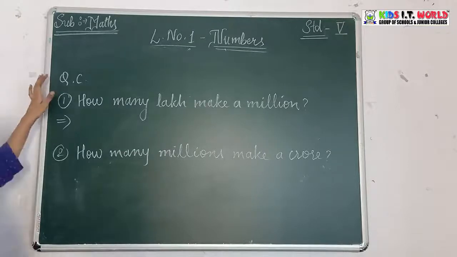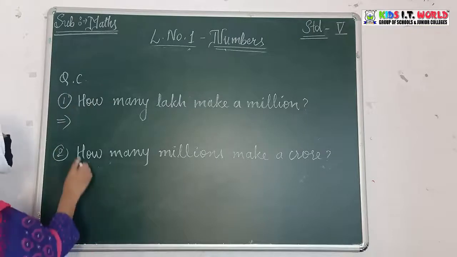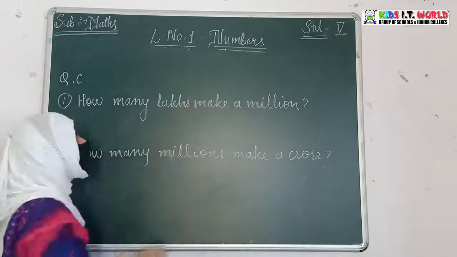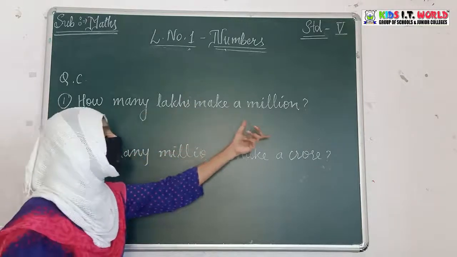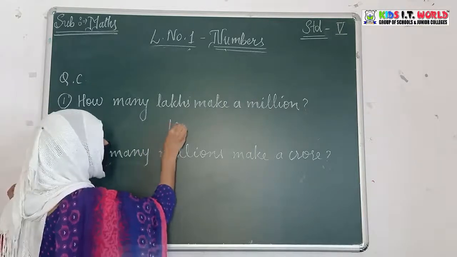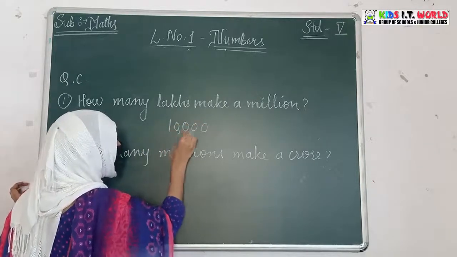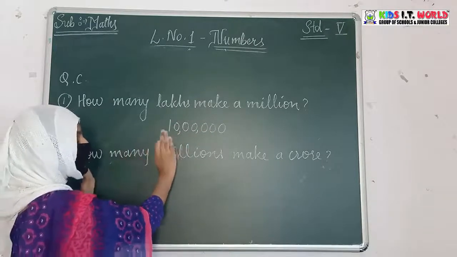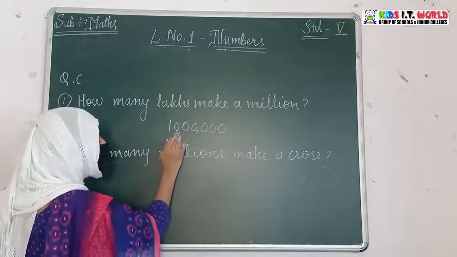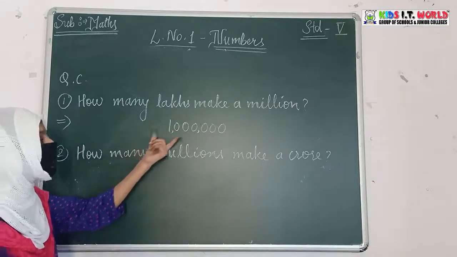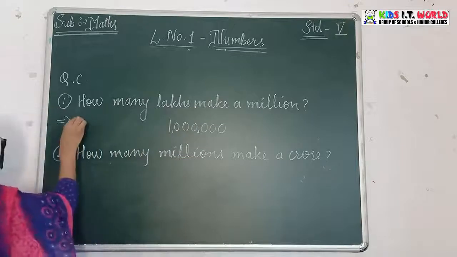So here to question C of exercise number 1C, you have to answer the following questions. So the first question is, how many lakhs make a million? Means to complete 1 million, how many lakhs are needed? So if we write in the numbers form, this is 10 lakh, and if we separate it by the international place value chart, it will be 1 million. Means 10 lakhs make a million.